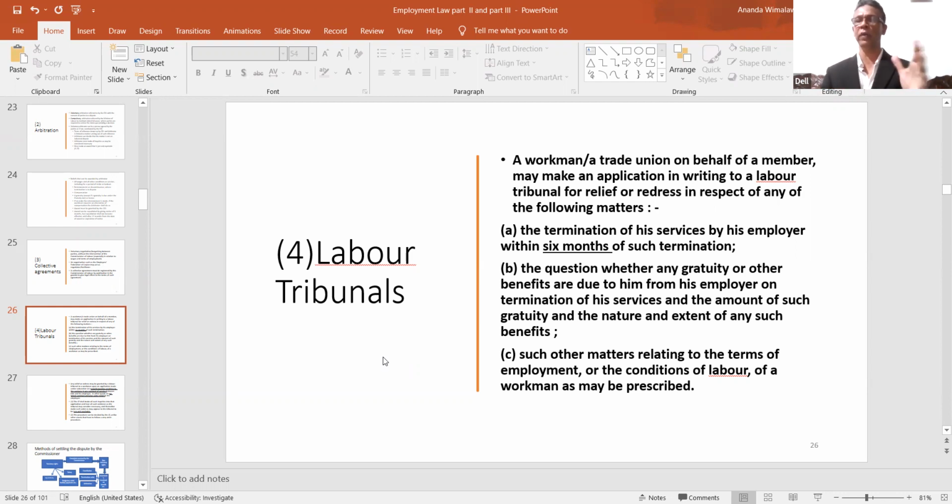I will let you know later, once the legislation or amendments are made. Okay. Number 3.